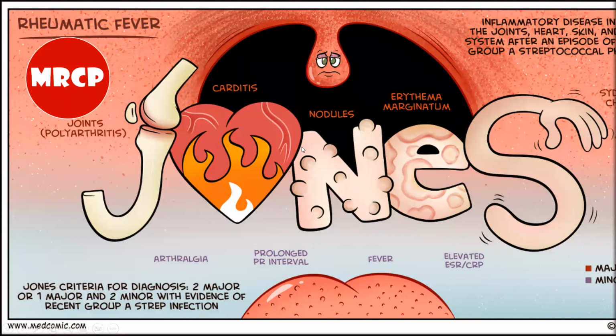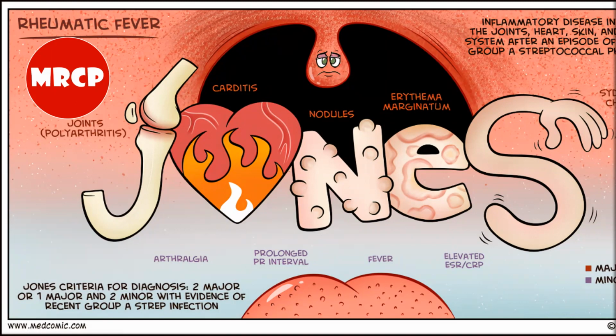This is an illustration of the Jones criteria. These are the major criteria here. Joints are affected, it's polyarthritis. Heart is affected, so it's carditis. Nodules in the skin, subcutaneous nodules, erythema marginatum, Sydenham's chorea, and we will go through all of these, but I have put this illustration particularly to remind you about the Jones criteria.